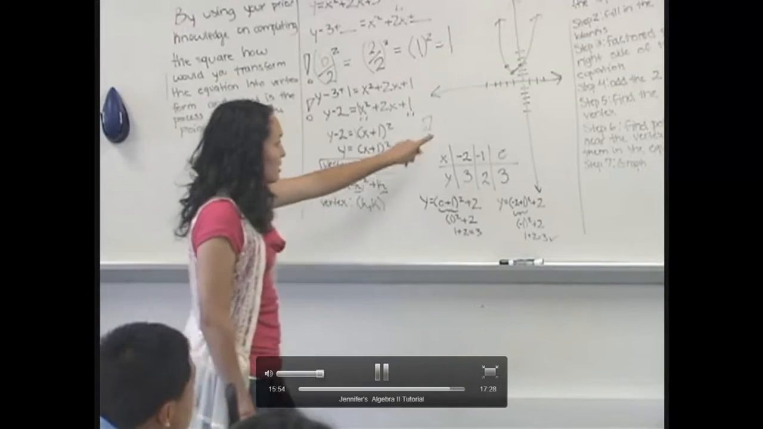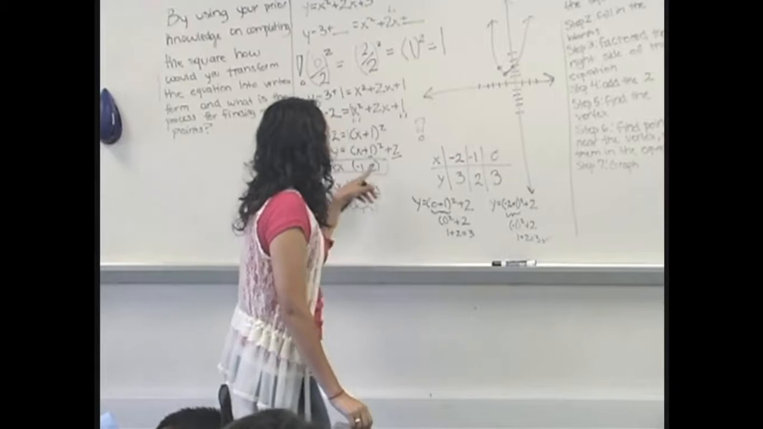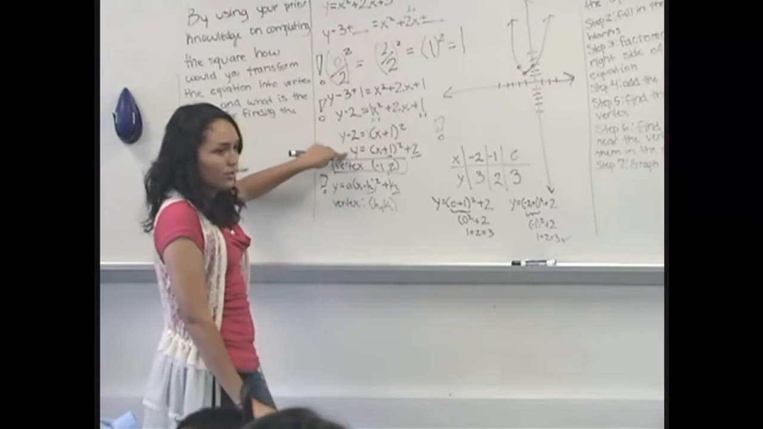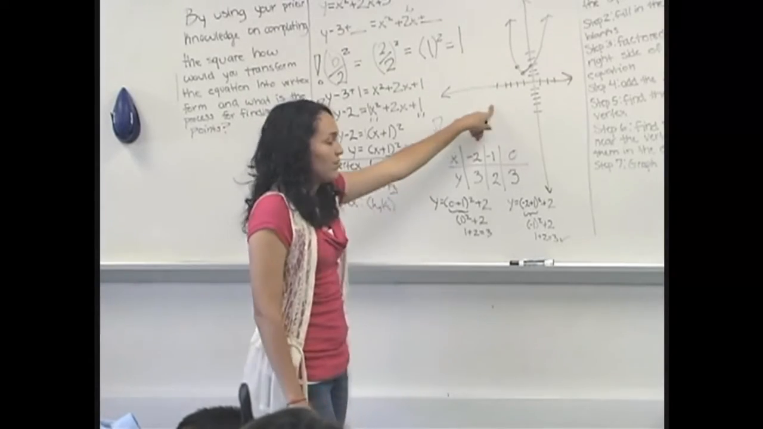We found points near the vertex, which were 0 and -2. And then we plugged them into the equation that we created. And we plugged them in there and found the points and graphed. Okay.